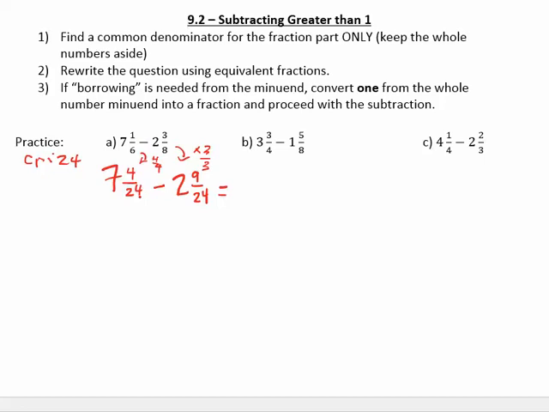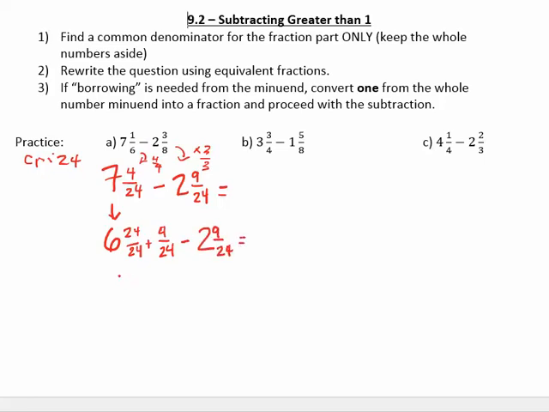Now, if I take a look at these examples, I have 7 and 4/24ths minus 2 and 9/24ths. If I look at my fraction parts, 4 minus 9 will end up getting me in the negative. So what I'll need to do is change my 7 into a whole number with an improper part. So this is 6 and 24 over 24. Notice that that is the same thing as 7 because it means 6 and 1. And I'm now adding this 4 over 24 to that. And still my 2 and 9/24ths is still there.